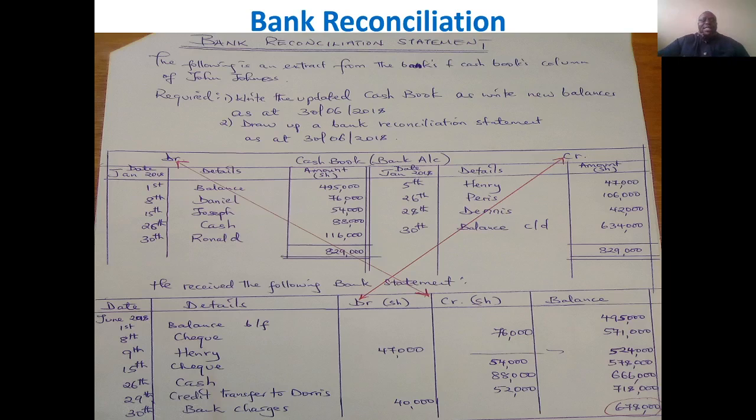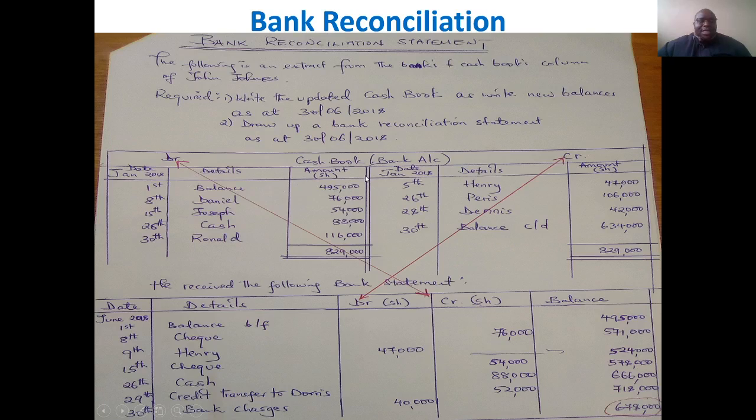So, bank reconciliation statement. Example: the following is an extract from the bank and cash book columns of John Johannes on 30th June 2018. You are required to write the updated cash book and write the new balances as at 30th June 2018. And then you draw up a bank reconciliation statement as at 30th June 2018. So the cash book looks like this.